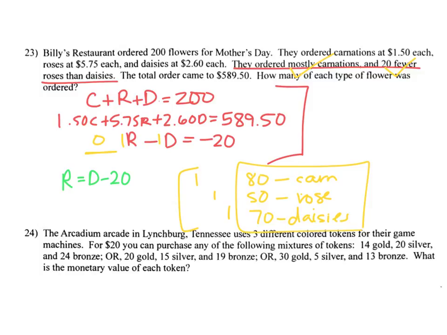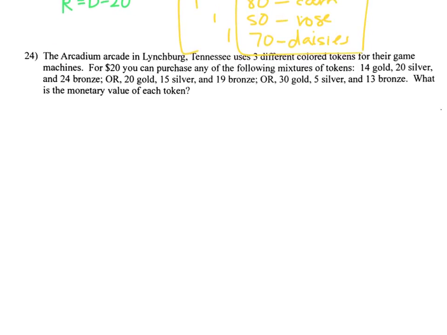All right, and then question 24. Again, we want to remember that 3 variables is going to mean 3 different equations. My 3 variables this time are the different colors and their values, and it gives me 3 options. It says for $20 you can purchase a mixture. We've got 14 gold, 20 silver, and 24 bronze. So that's going to be 14G plus 20 silver plus 24 bronze.